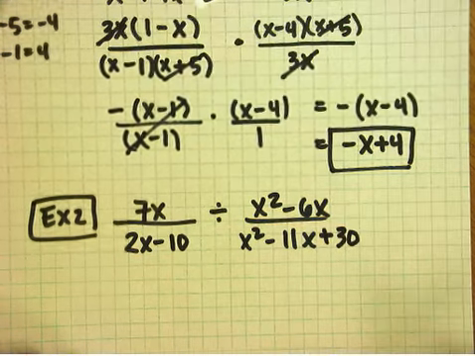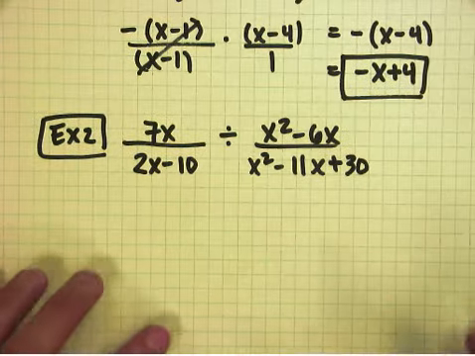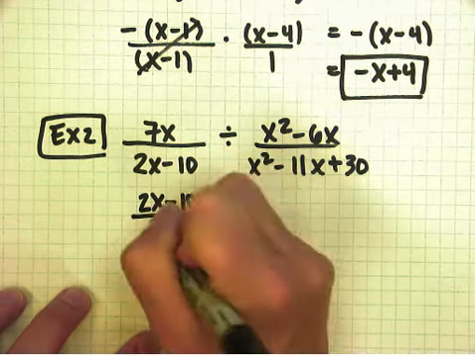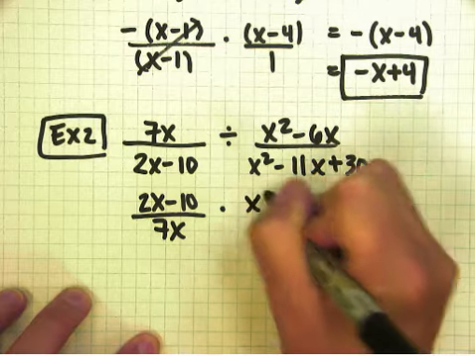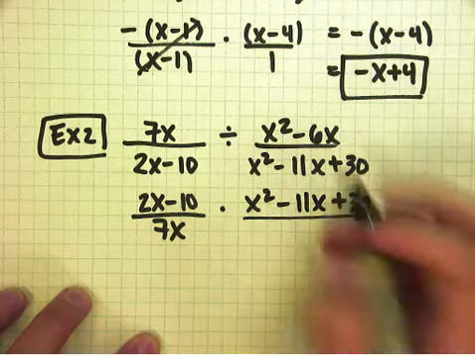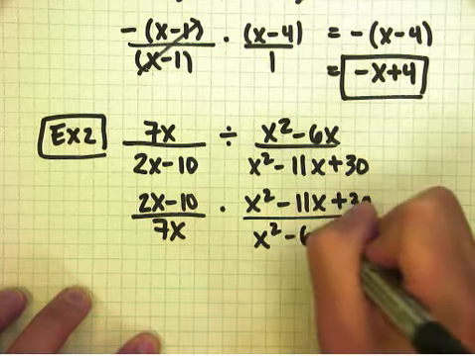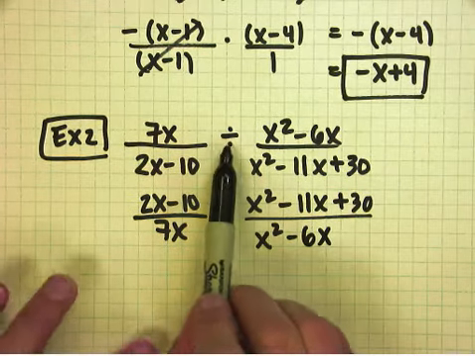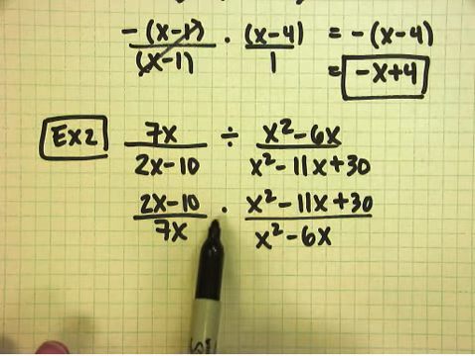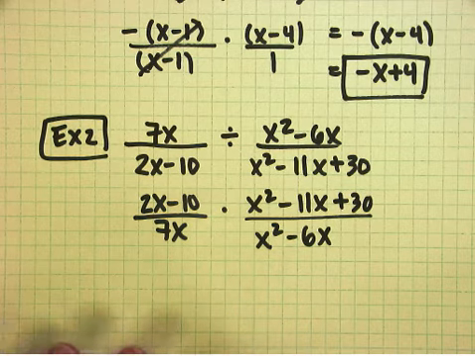Dividing fractions is easy as pie. Flip the second and multiply. So I'm going to do 2x minus 10 over 7x times x squared minus 11x plus 30 over x squared minus 6x. Again, dividing fractions is easy as pie. Flip the second and multiply. From here, you would factor and reduce just like we did the other problem.